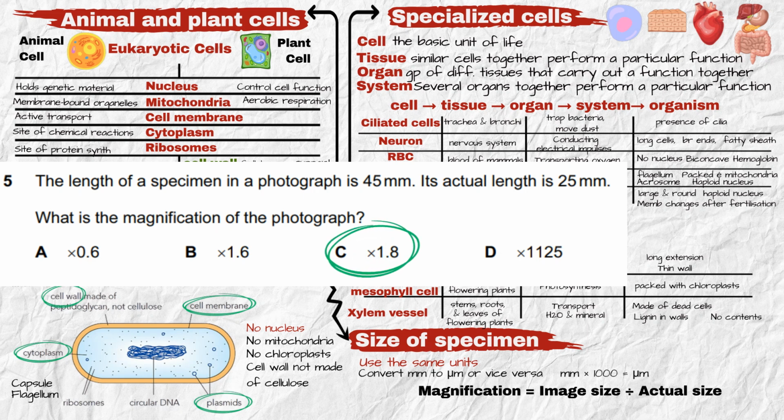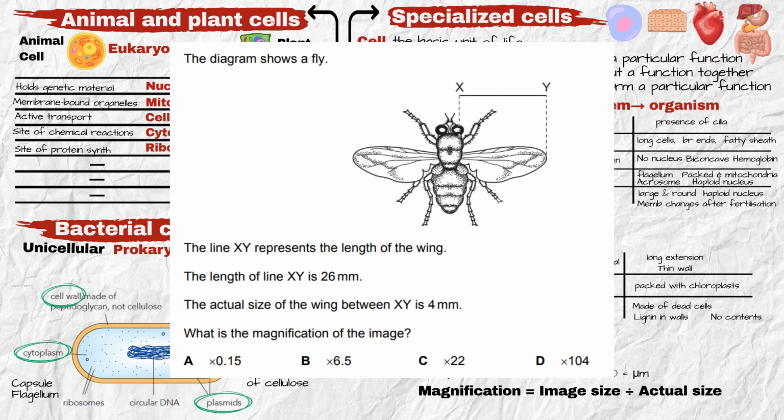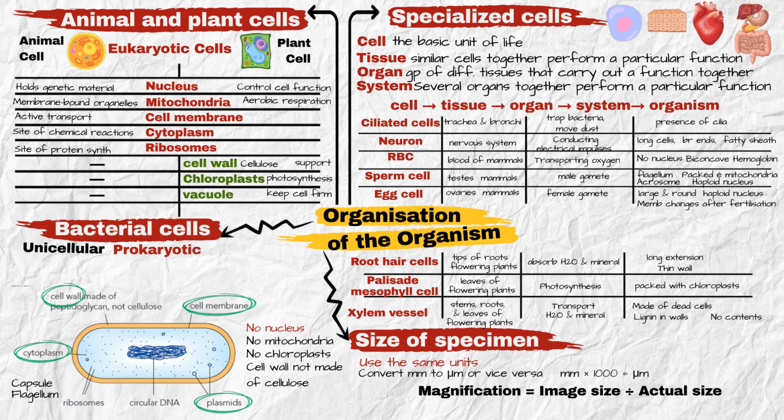Now another classic type. A diagram of a fly shows a line XY across the wing. Line XY is 26 millimeters. The actual size between XY is 4 millimeters. What's the magnification? Again, magnification equals 26 divided by 4 equals 6.5. So the correct answer is B. You see? The question style is the same. Just different numbers or organisms. It could be a photograph of a cell, a diagram of a wing, or even a line drawn on a micrograph. But the rule never changes.